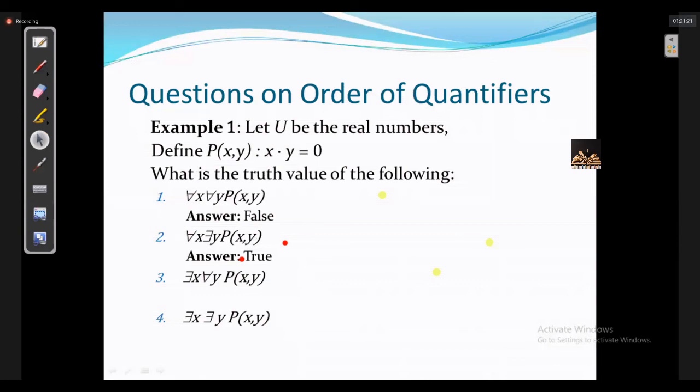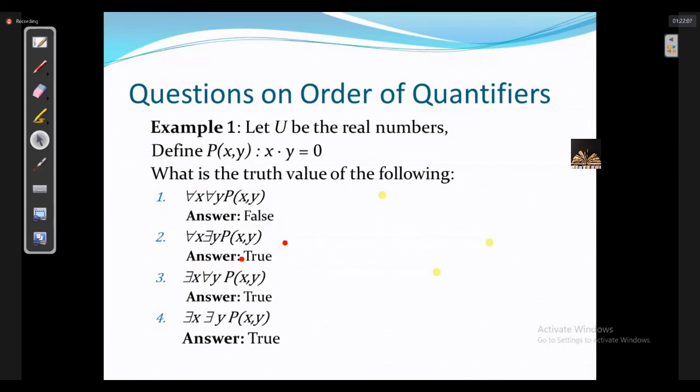The third example: there exists x, for all y. P of x y is true or false? Respond in chat box. There exists some x. Yes, very good, true. Yes, x is equal to 0 case. There exists some x, 0. True, very good. Next, there exists x, there exists y, P of x y. Is that true or false? True. Okay, very good.